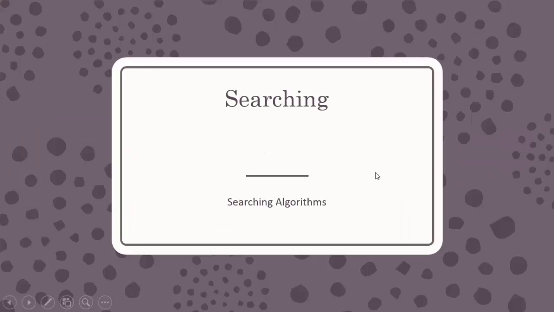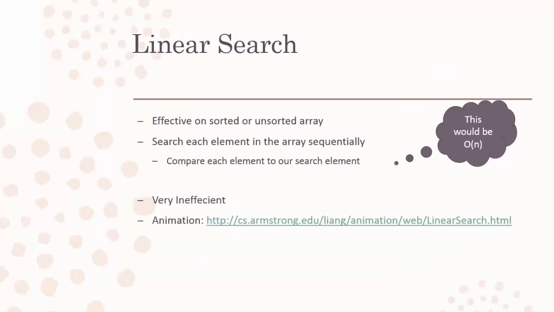And this is a common situation for us, especially if we're searching through an array. The most common type of array search that we'll see is a linear search. A linear search is effective whether we have a sorted or unsorted array. What we're going to do is define an element that we're looking for, and search each element in the array sequentially to decide if we found the element that we're looking for. This is very inefficient. By the way, here's an animation from our author.